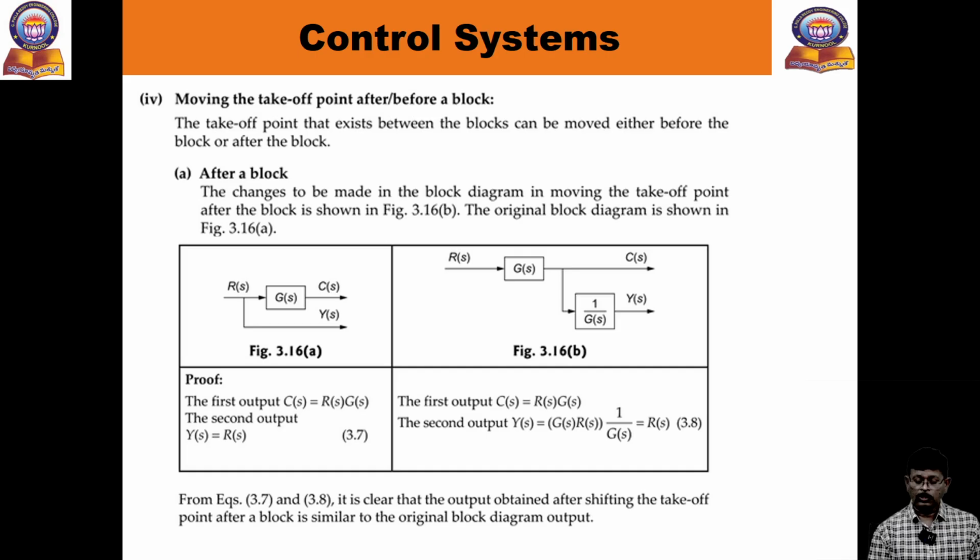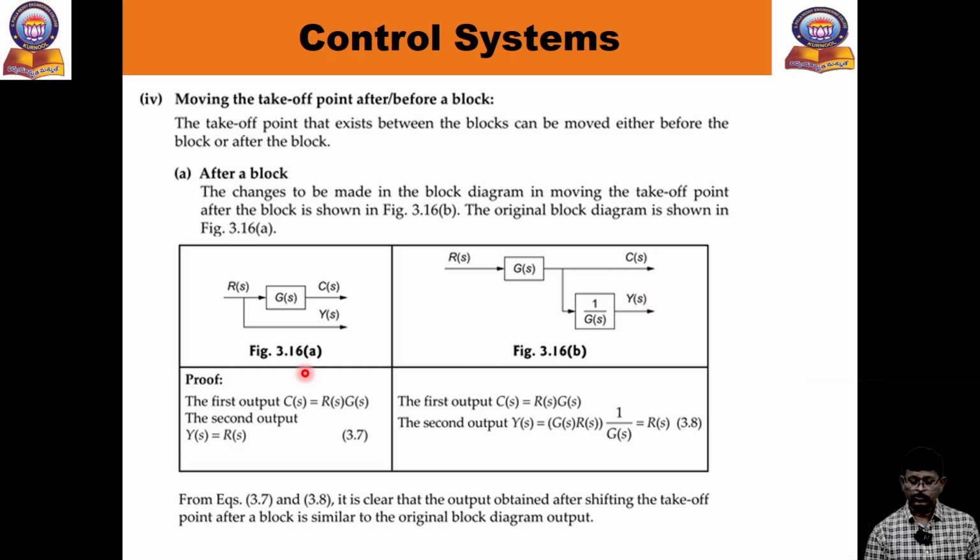Now I am shifting this takeoff point to after the block. Now I am shifting after the block. So actually in the previous case Y of S equal to only R of S. But when you're shifting here, again G of S will multiply with this block. So when you multiply, again you have to go dividing. So divide the same value, and we will get only Y of S.